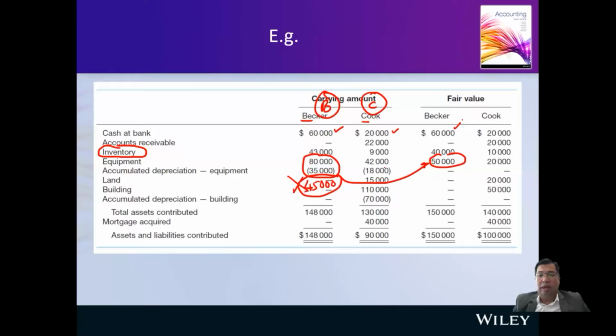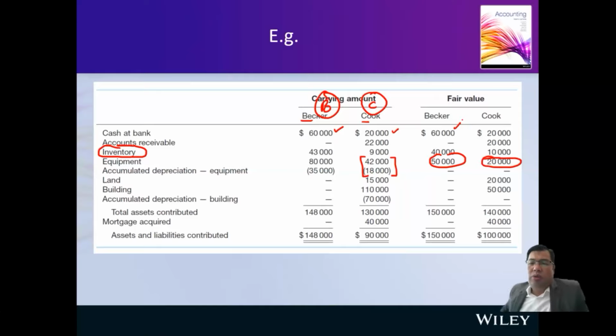For the other equipment here, 42,000 and 18,000. 42 minus 18 gives you 24,000. But based on the fair value, the value is 20,000. So we are going to use the fair value of assets in recording the formation of the partnership.